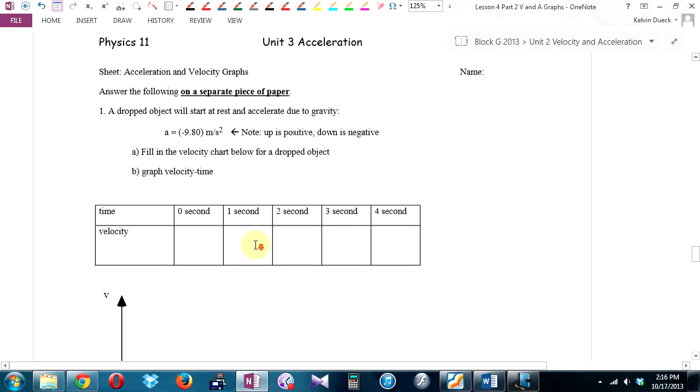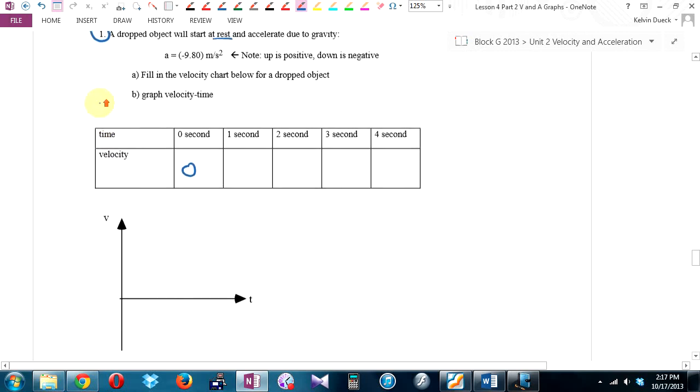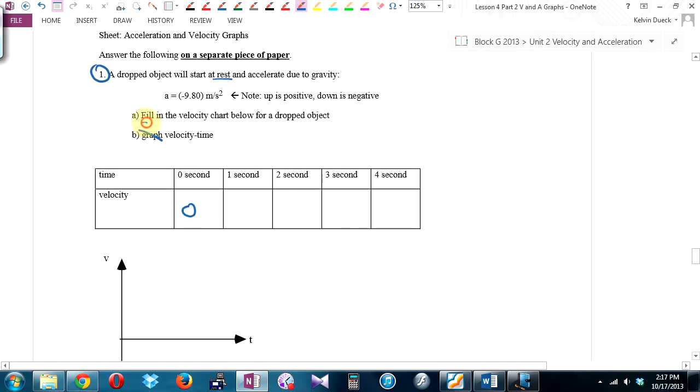Answer the following on a separate piece of paper. You know what? I think you can do these on this homework. Number one, we're dropped object. We're starting at rest. So you can already fill in that your initial velocity is 0. The acceleration is negative 9.8. So see if you can fill in number one. Instead of graph velocity versus time, try and sketch it. Actually, I'm going to nuke B. 1A. Scratch out B.